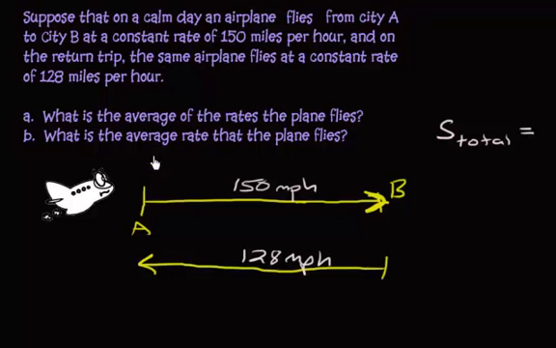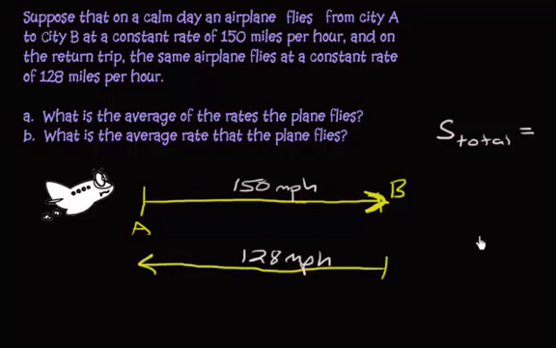And so we have, again, I'll just read the question. Suppose that on a calm day an airplane flies from city A to B at a constant rate of 150 miles an hour. So flies from A to B going this speed, and turns around, goes back to the beginning, but now he's only going 128 miles per hour. And we wanted to know the average rate, so his average speed.